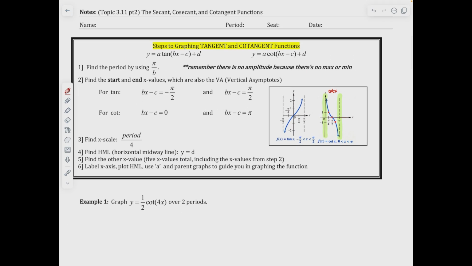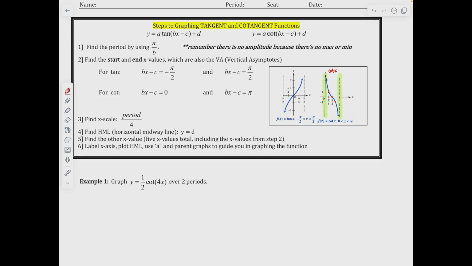Let's take a look at example number 1. My a value is 1/2 and my b value is 4. What that tells me is my period length, because this is cotangent, is pi over b. So pi over b means that my period length is pi over 4. What originally took pi to complete one period is now going to be pi over 4. That means that there's a horizontal dilation by a factor of 1/4. And there's also a vertical dilation by a factor of, I'm sorry, not 1/4, 1/2.